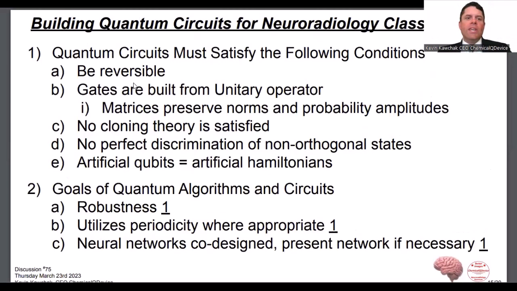Now, the key thing with these things, I watched at least 4 or 5 of these YouTube videos, and they say they must be reversible. So when you do something, say on a Bloch sphere, if it's a NOT gate or X gate, it does something and then it comes back. So gates are built from the unitary operator, must preserve norms and probability amplitudes. No cloning theorem is satisfied. You can't copy quantum data.